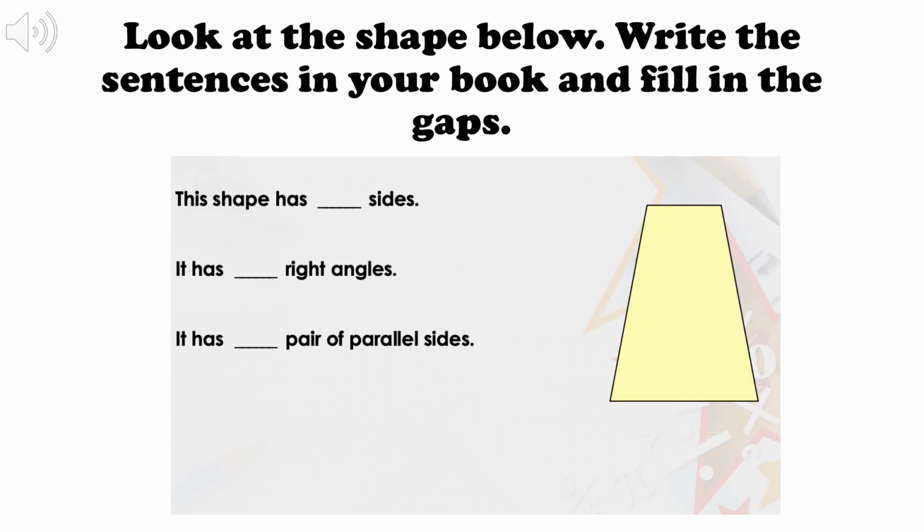Look at the shape in front of you on the slide. I want you to copy the sentences into your book and fill out the gaps. The first one says, this shape has blank sides. You need to decide how many sides this shape has. The second one says, it has blank right angles. You need to decide how many right angles you can see and fill in the blank. And the final line says, it has blank pair of parallel sides. You need to decide how many parallel sides there are and fill the gap in. The answers will follow on the next slide. Well done.